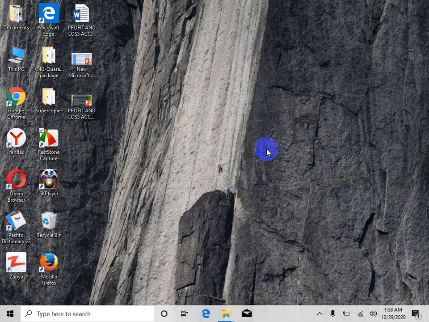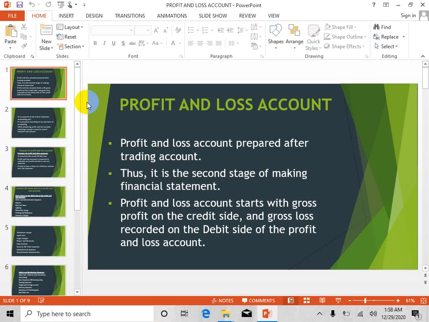It's the second lecture of the subject FRA, Financial Reporting Analysis. In the first lecture we explained the income statement and the accounts that we prepare in it. The first step of the income statement is the trading account. What is a trading account and what do we record in it? Today, in the second lecture of FRA, we explain the profit and loss account.